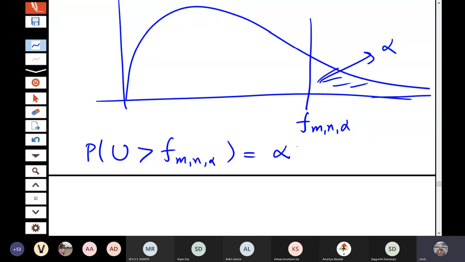All the statistics books you see, at the end some table will be given of the f values. So I will show you here. You can see this. These are the tables of the f distribution, for different values of m and n and alpha. You can see this here.